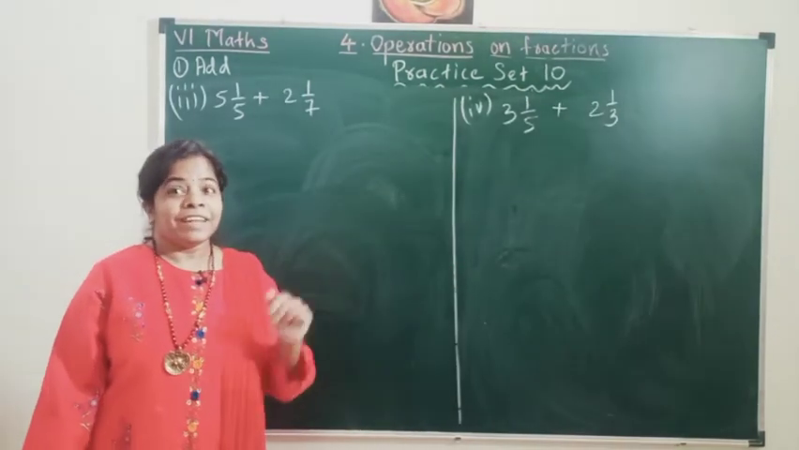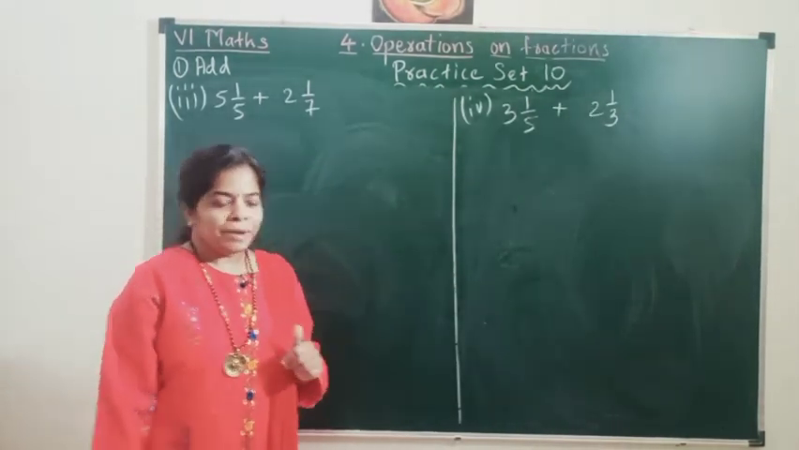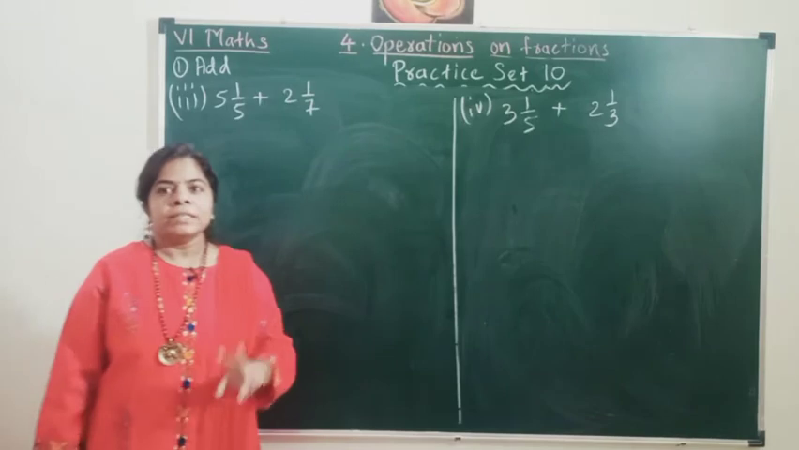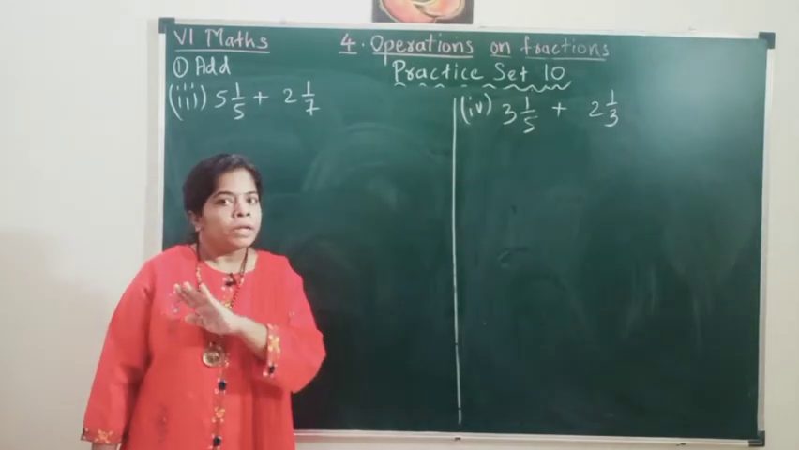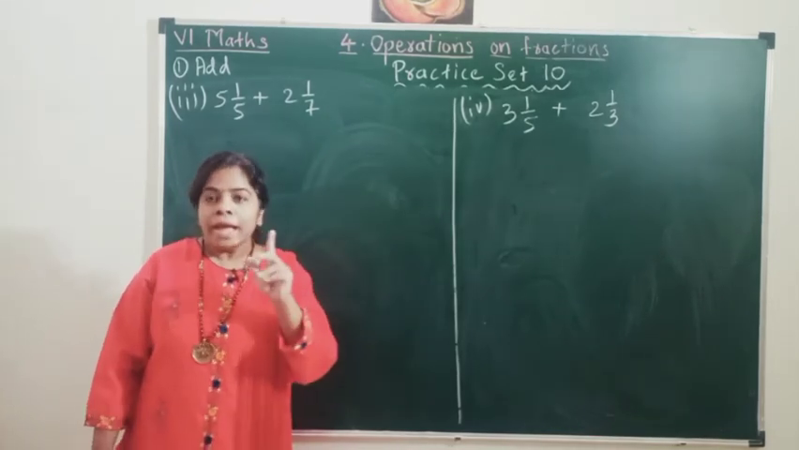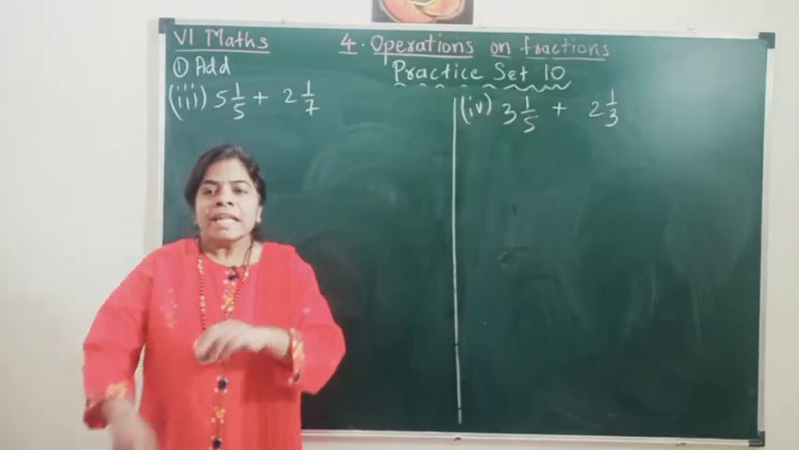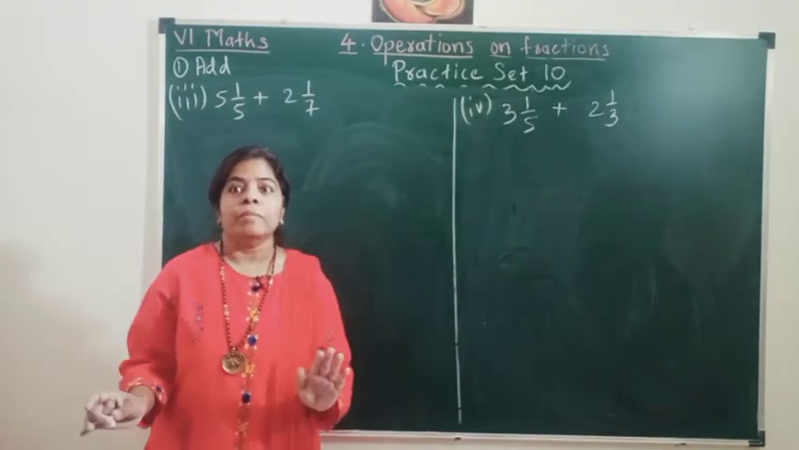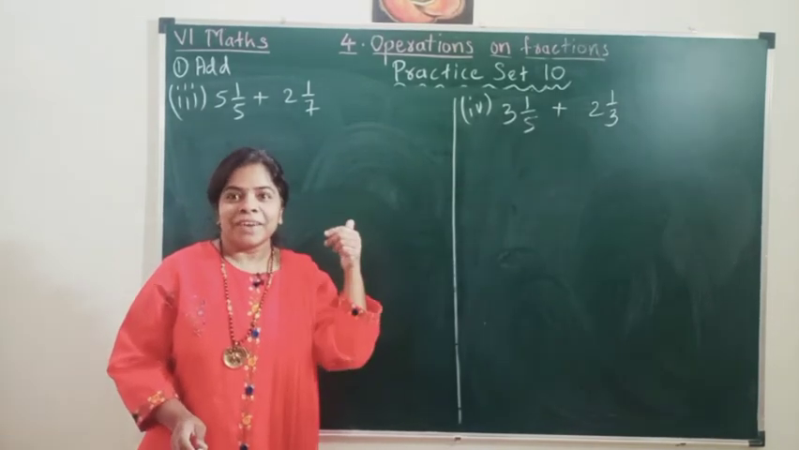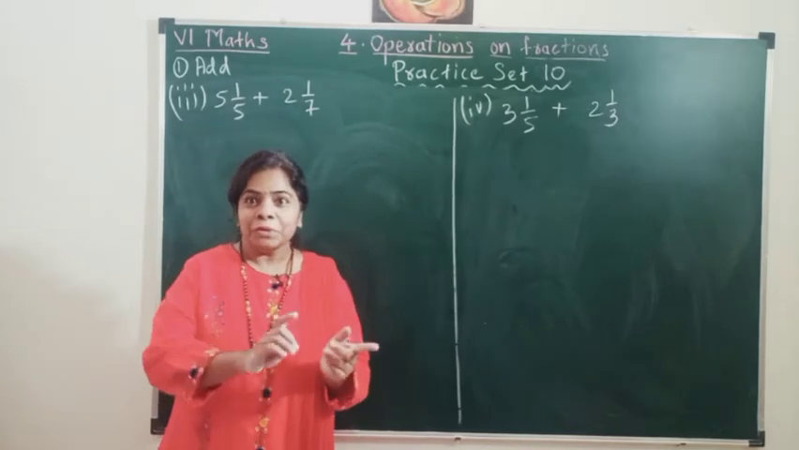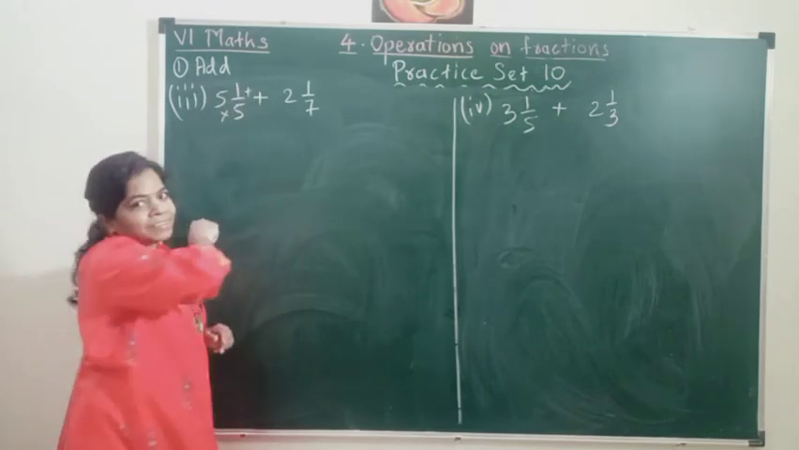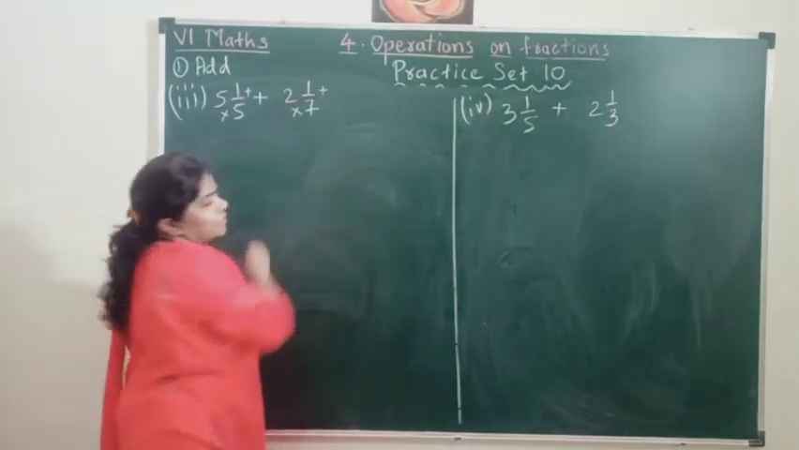Now let's continue with our third and the fourth sum. Third sum, 5 1 upon 5 plus 2 1 upon 7. Two questions. Are the denominators same? No. Are the denominators coming in same table? No. If the answer is no for both the questions, straight away cross multiply the denominators. Before that, we will convert these mixed fractions into improper fractions, into and plus, that method. Into plus, into plus.